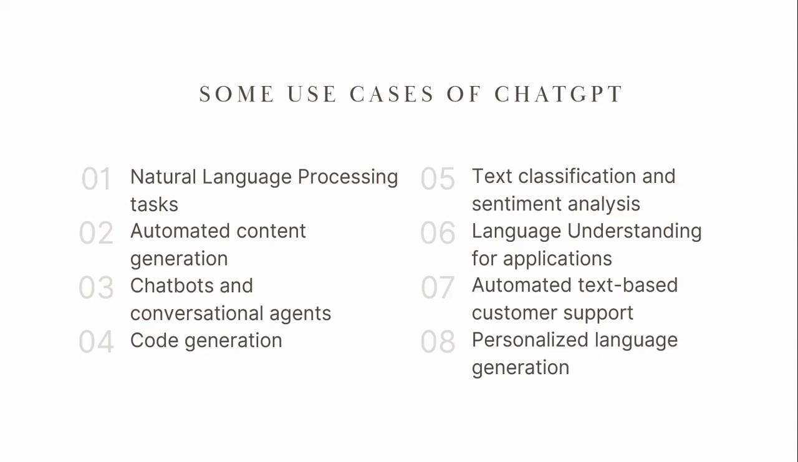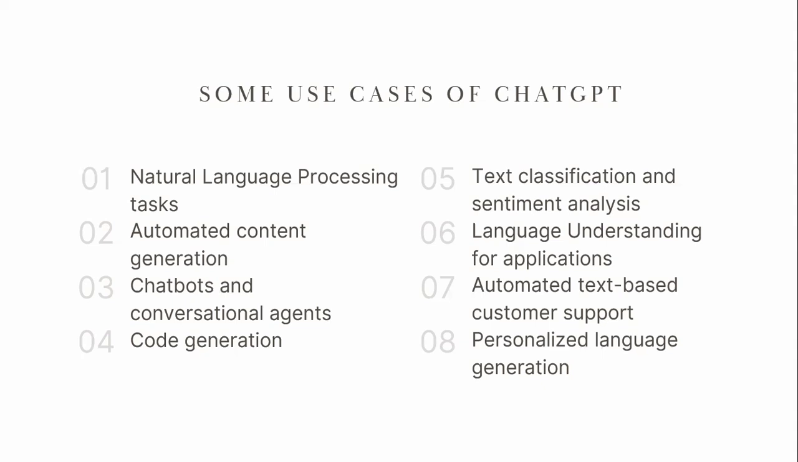You can also use ChatGPT to create chatbots and also use it as a conversational agent. You can also use it to create a chatbot on its own. You can use it to write code, Java, JavaScript, Python, different types of code to create websites, to create apps, to create different functionalities that require coding. You can also use it for text classification and sentiment analysis. It's so versatile for this function. It can also be used for language understanding for applications.